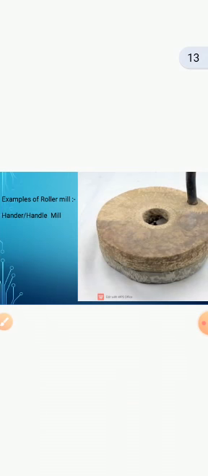Now this is an example of roller mill, the hand mill. The hand mill is the most famous example of roller mill. The hand mill is available in each and every house of Maharashtra. The hand mill is useful for crushing grains or seeds.